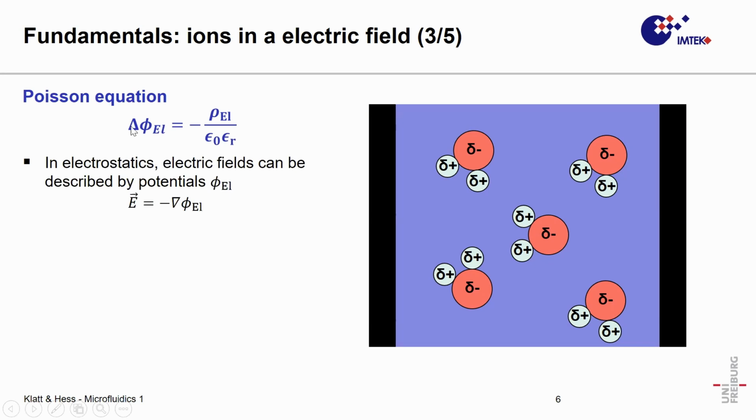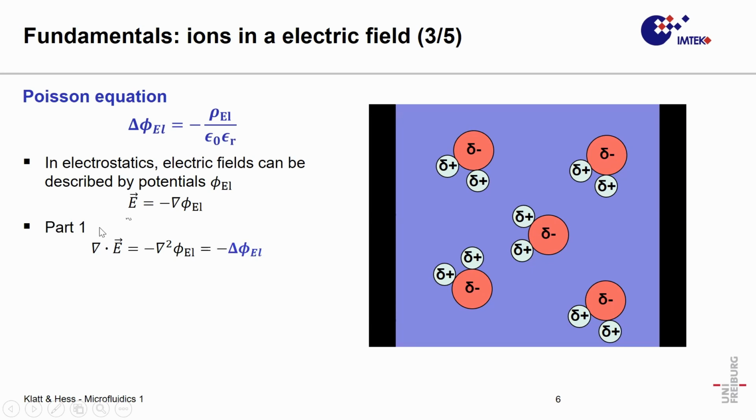And we start with the left-hand side. So in electrostatics, you probably already know that electric fields can be described by a potential, which is phi electric. And this potential can be basically described by the electric field, which equals minus the gradient of your potential.